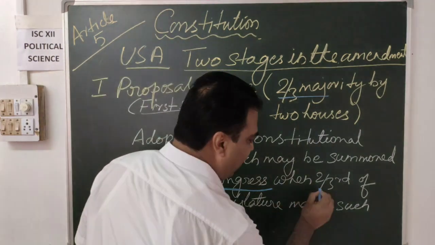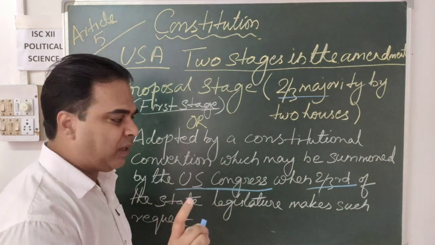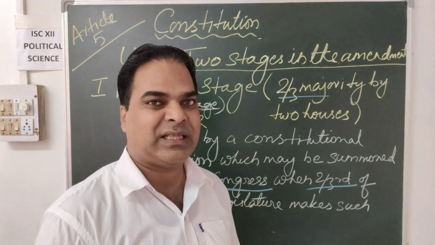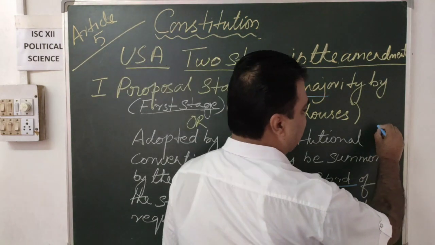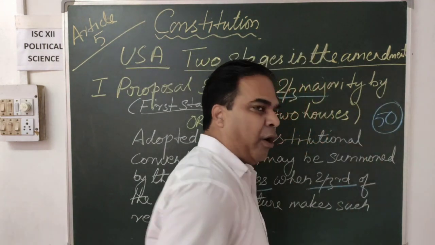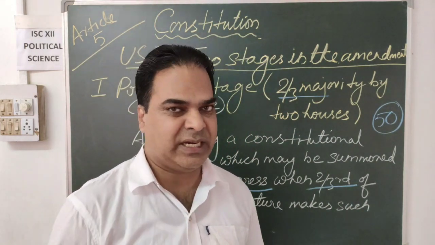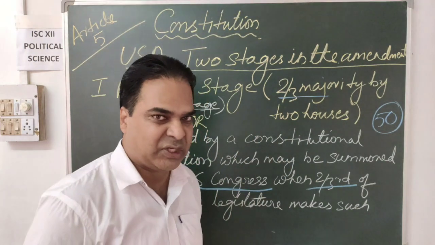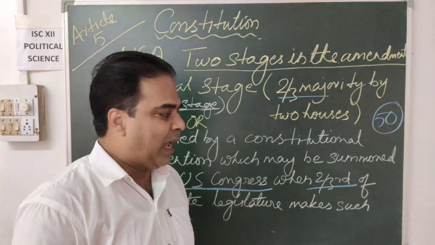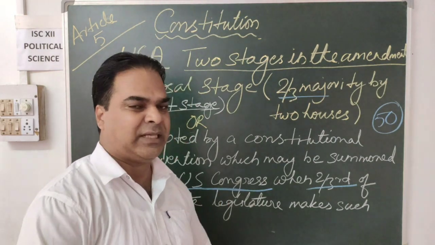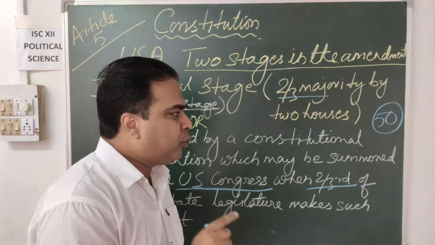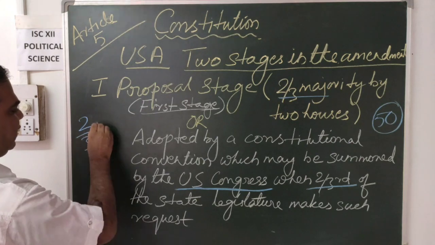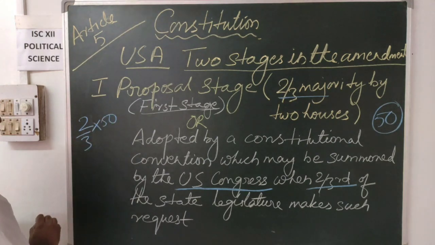Only when two-third of the state legislatures request it. Listen to me properly. How many states are there in USA? 50 states are there. Out of 50, it is not necessary that all the 50 have to request the convention. If two-third of the 50 states, let me tell you, 2 by 3 into 50, how much will be the result?